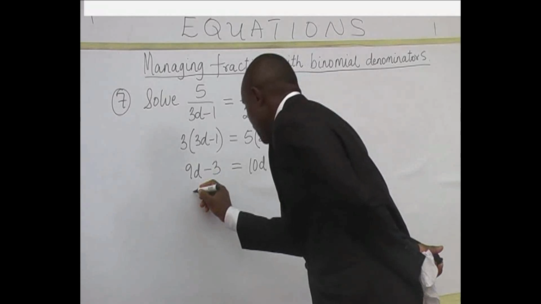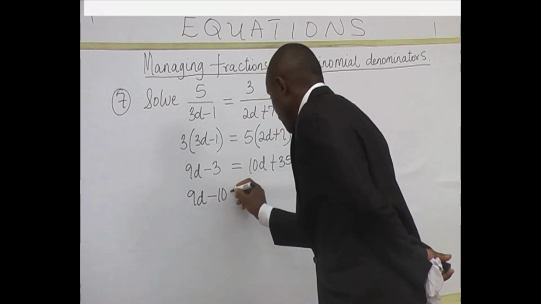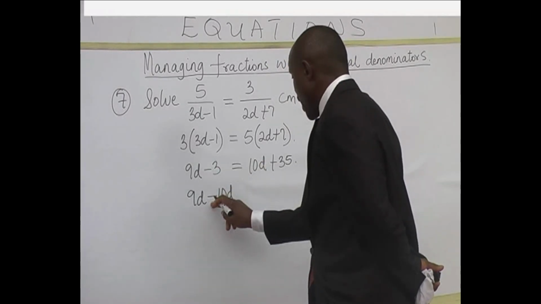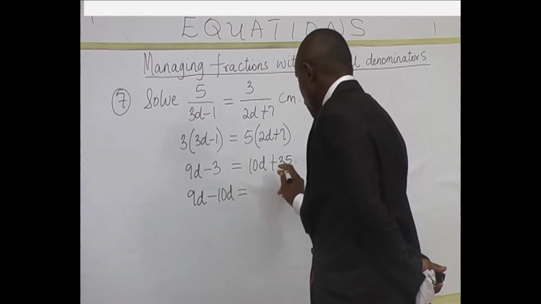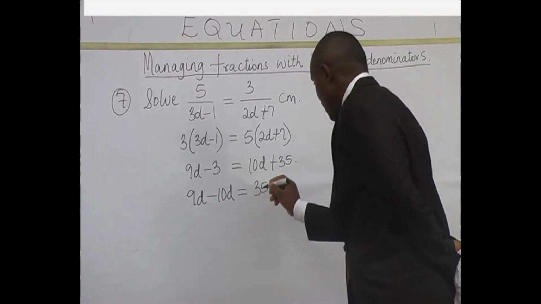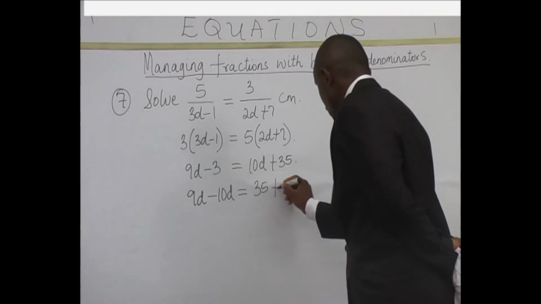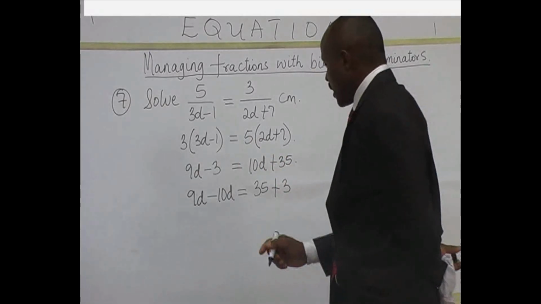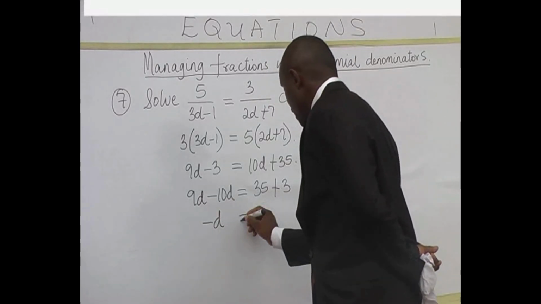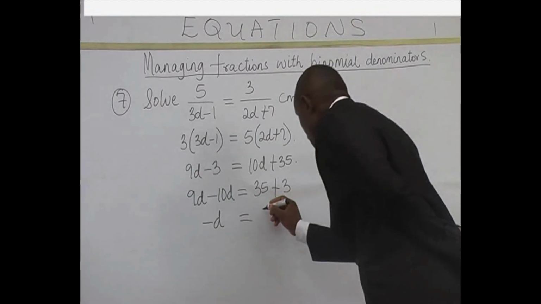We are going to have 9d already in the left hand side, then minus 10d. We are moving this to the left hand side and change it to minus 10d. It's going to be equal to 35 is already existing in the right hand side. Bring down 35. Then minus 3 leaving the left hand side to the right hand side, we change to plus 3. 9d minus 10d will leave you with minus d is equal to 35 plus 3 will give you 38.